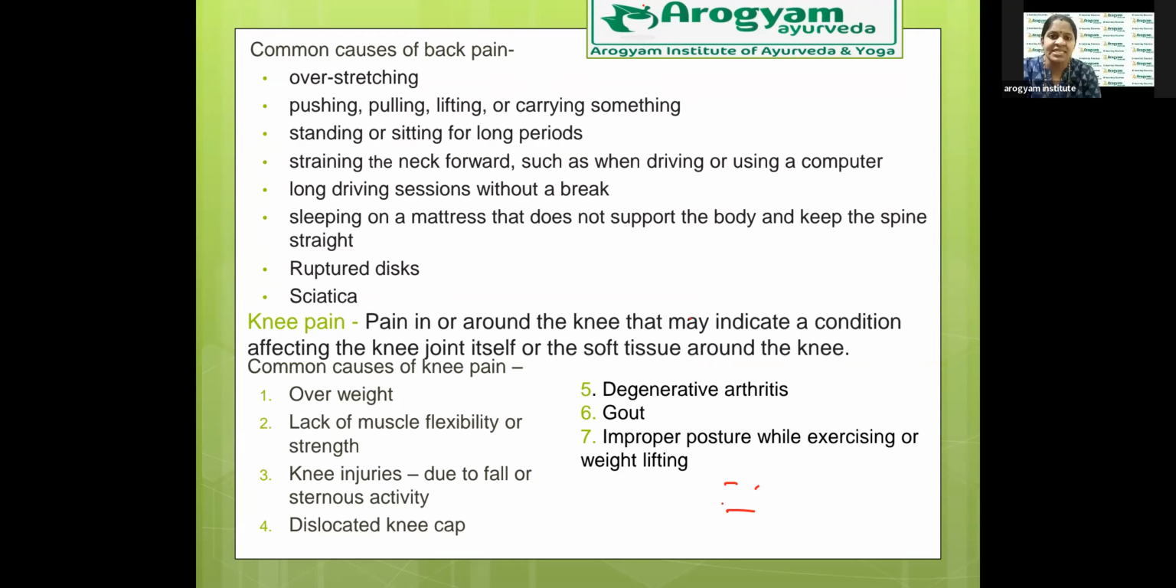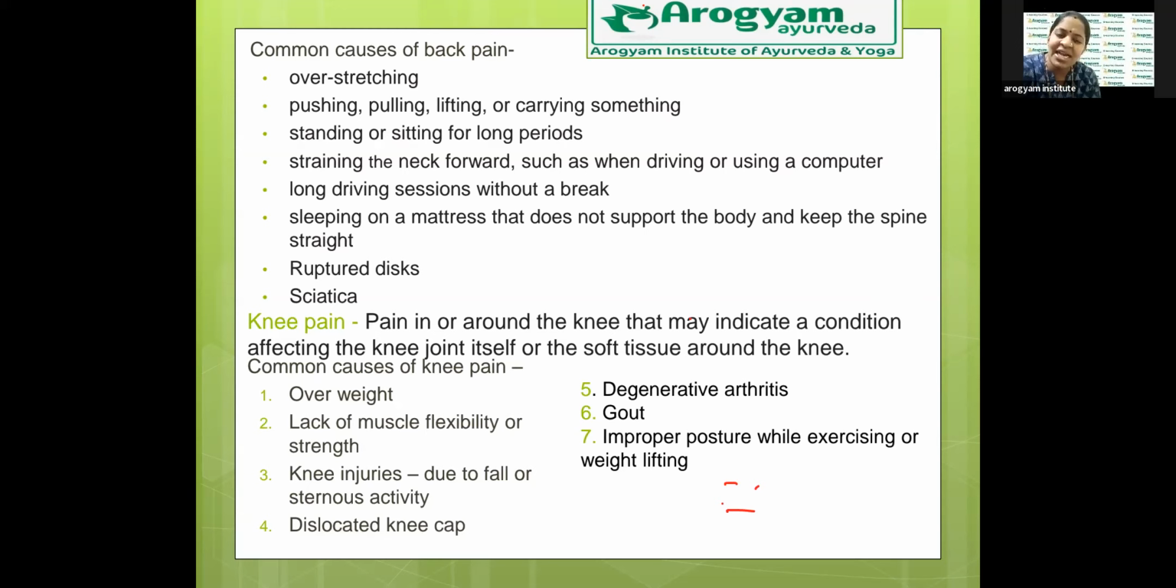Ruptured discs. So in between the vertebra, there is a structure called the disc. This disc is a spongy structure, it helps in balancing the vertebra. If there is some wear and tear or a tear due to some injury or stress, so that can also be the cause for joint pain. That is ruptured disc.